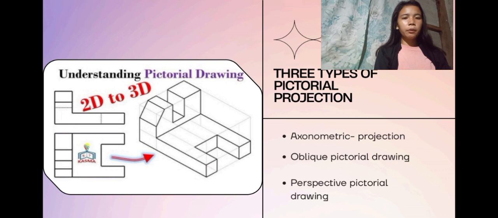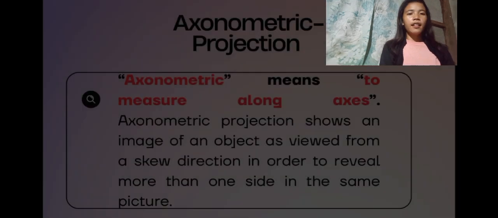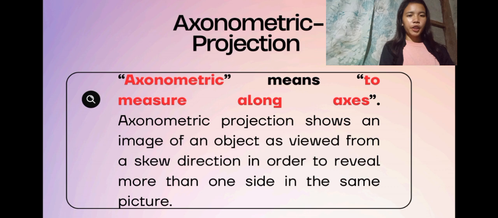So today I will be discussing my topic, which is all about the three types of pictorial projection. So this include the axonometric projection, oblique pictorial drawing, and perspective pictorial drawing. These techniques are used in drafting to show objects in three dimensions, allowing us to see more than one side in a single drawing. Let's start with axonometric projection.